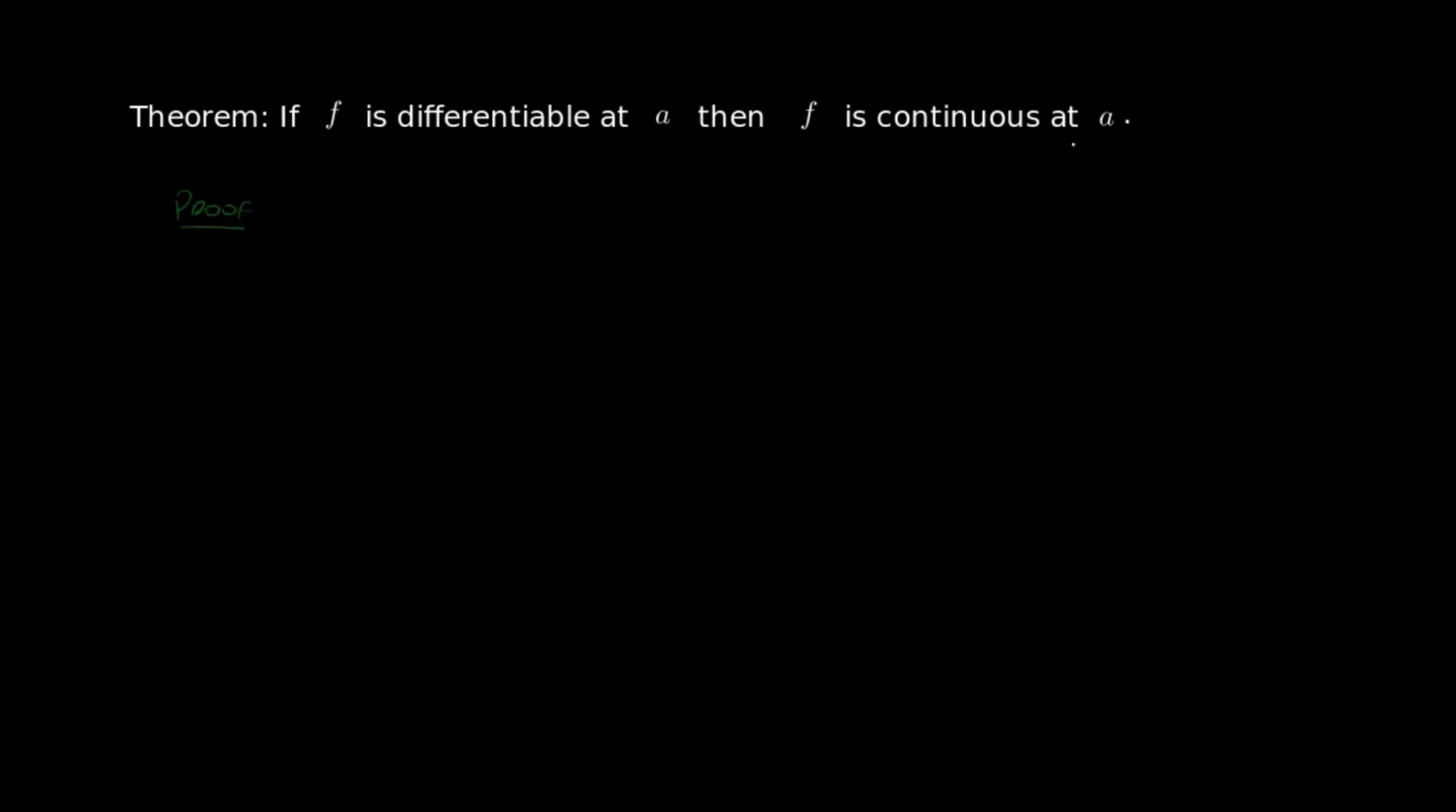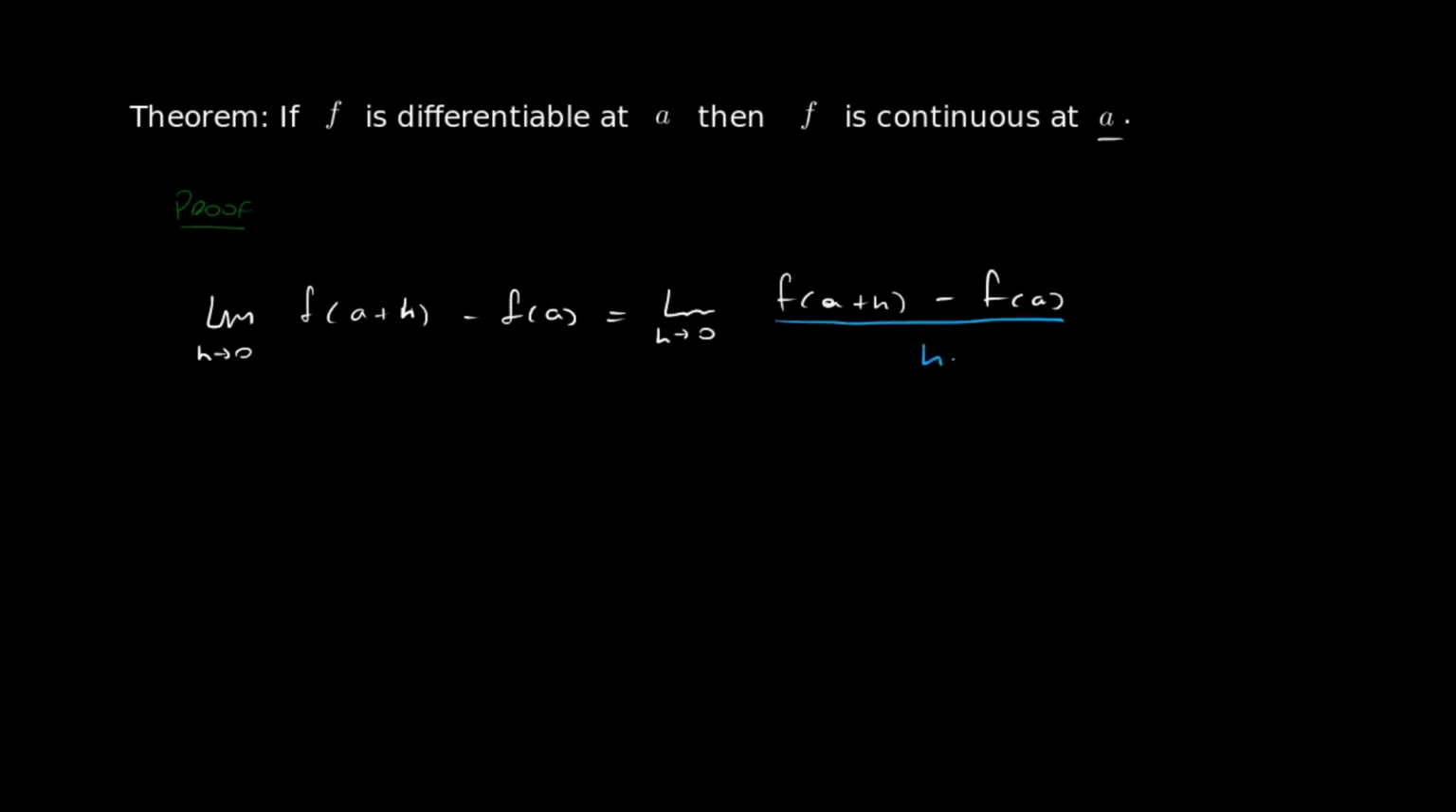For continuity, we want to prove that f is continuous at a. We're going to calculate the limit when h tends to 0 of f of a plus h minus f of a. And this is the same as saying this limit but dividing by h and multiplying by h. So this is the limit of f of a plus h minus f of a divided by h, and the limit of the product is just the product of the limits, so this is times the limit of h.